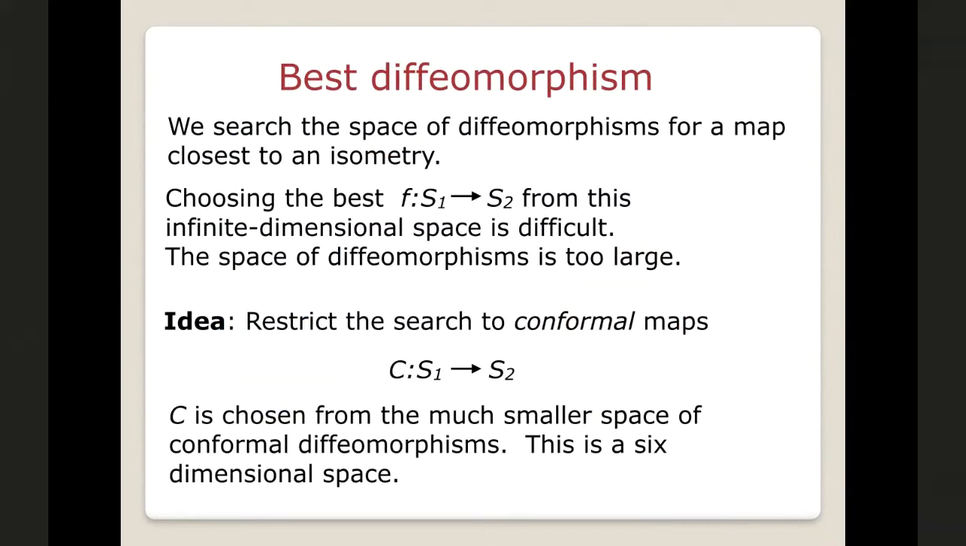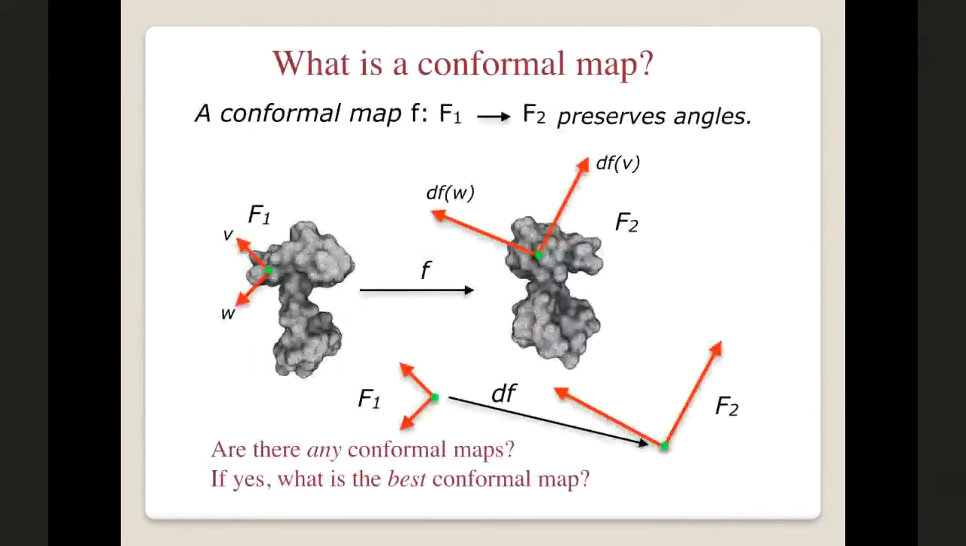So the idea we're going to use, which has been explored by some other geometers, is to restrict the search from all diffeomorphisms to a smaller space of diffeomorphisms, which is the conformal diffeomorphisms, the diffeomorphisms that preserve angles. So instead of an infinite dimensional space, this is now just a six dimensional space. But let me just explain that a little bit.